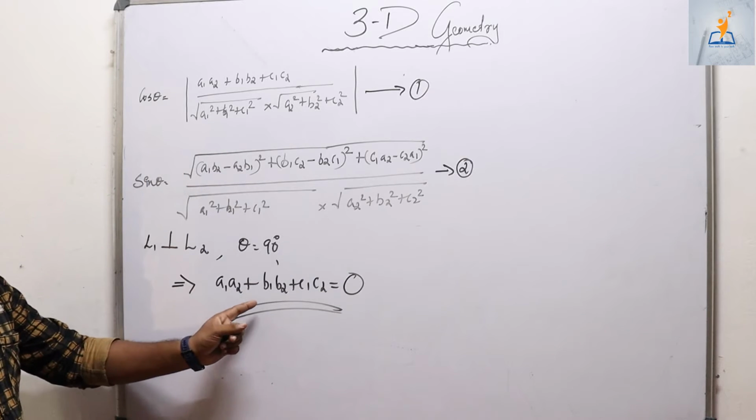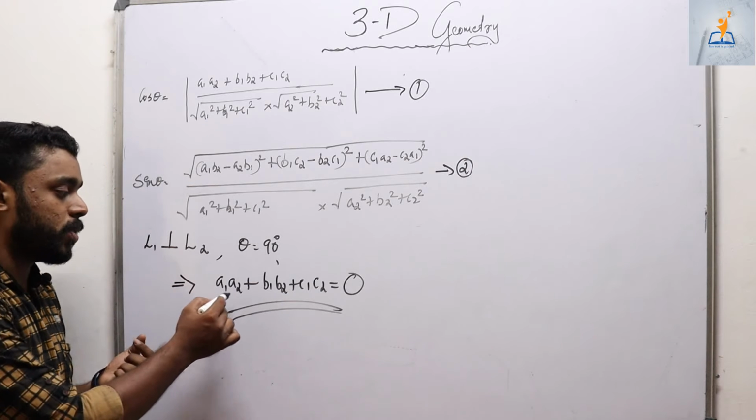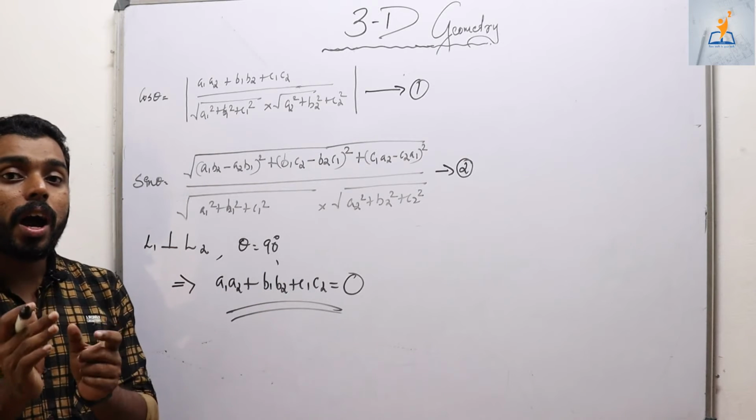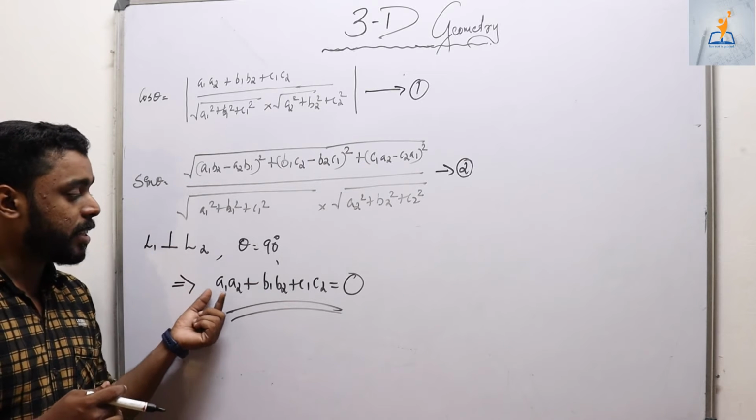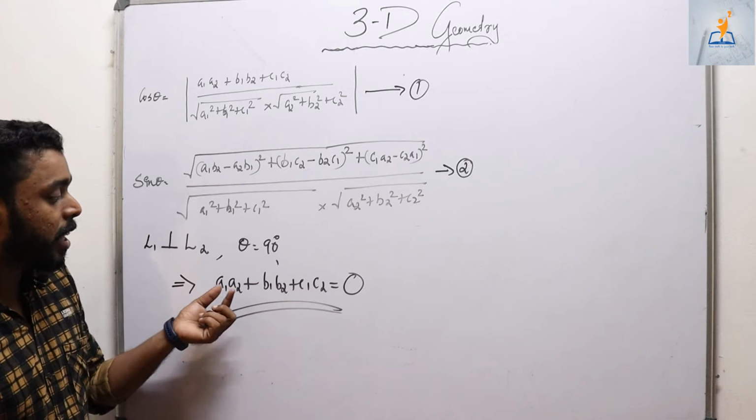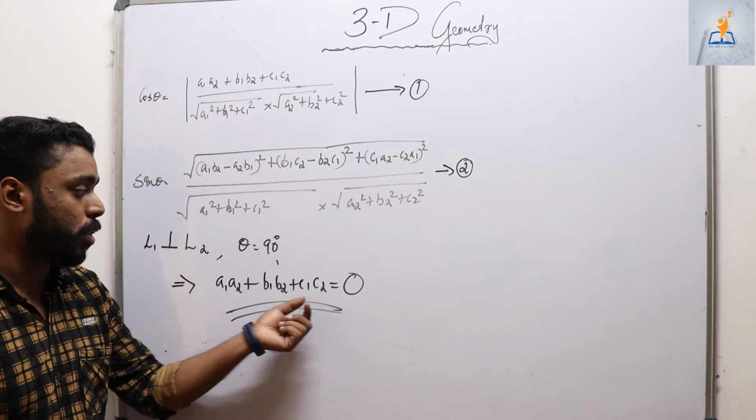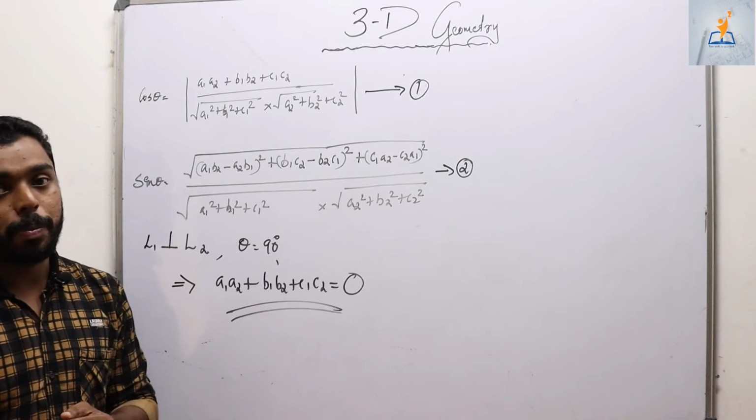See, in order to check whether two lines with the direction ratios a1, b1, c1 and a2, b2, c2 are perpendicular or not, just check that the sum of the products is equal to 0. That is, whether a1 a2 plus b1 b2 plus c1 c2 is equal to 0 or not. If it is equal to 0, the lines L1 and L2 are perpendicular, otherwise they are not perpendicular.